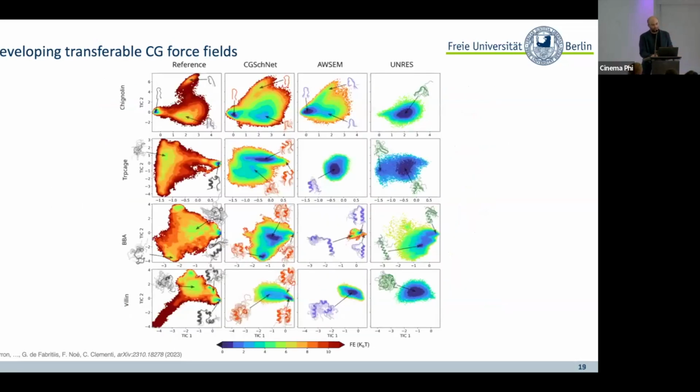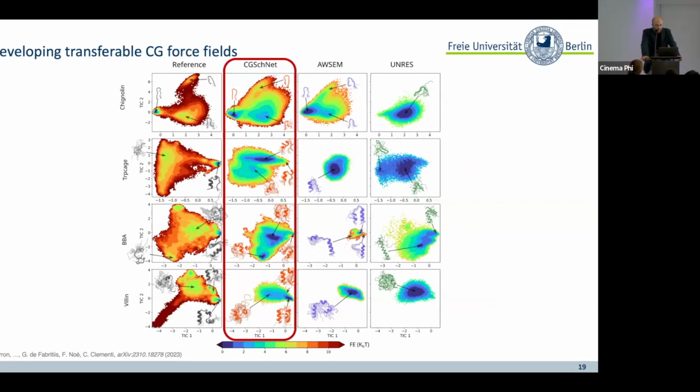And the most impressive part is that if you compare the result that we obtain with other state-of-the-art coarse-grained force fields, we can do much better. Here, for example, it's a comparison with AWSEM and UNRES, which are 2 other state-of-the-art non-machine-learned coarse-grained force fields. And as you can see, we are really able, in most cases, to get the folded state correct, and especially to explore lots of metastable states, things that UNRES and AWSEM in most cases are not able to do.